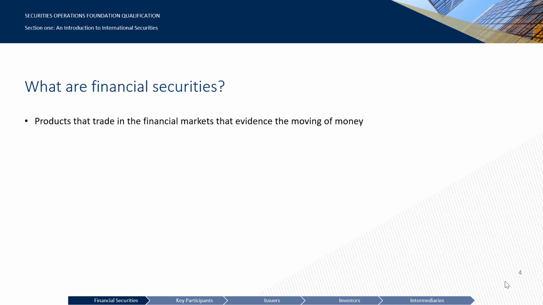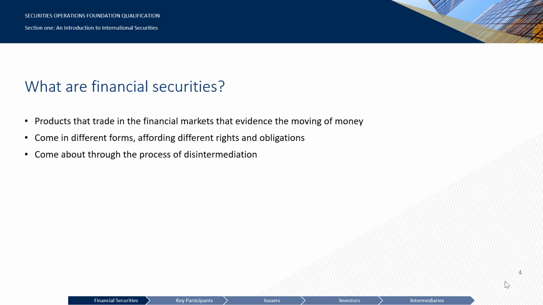International securities are financial products that evidence money moving within the market. We will see that they come in different forms and that these forms will give different rights and obligations. These securities come about through a process that we call disintermediation.